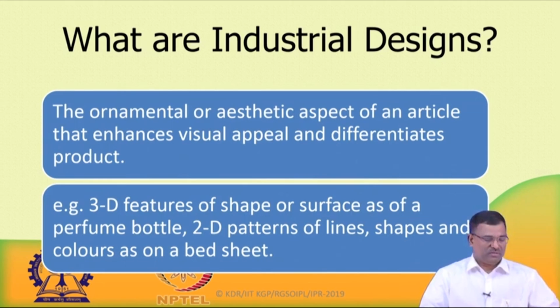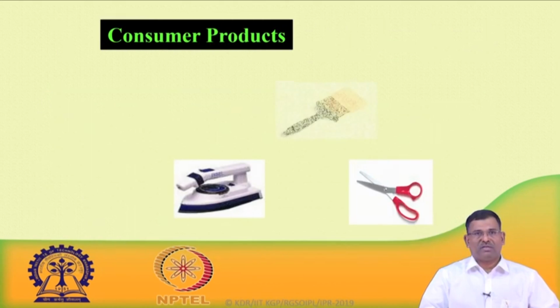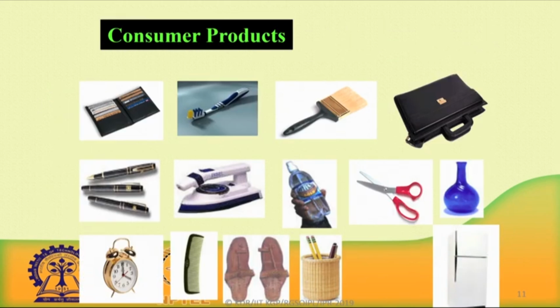For example, we have talked about these 2D patterns. You can see a series of materials, whether electrical or non-electrical, a writing pen, a timepiece, or even the designs of chappals. All these consumer products can get a design registration. So, once the design is registered, nobody else can copy it for a limited period of time.